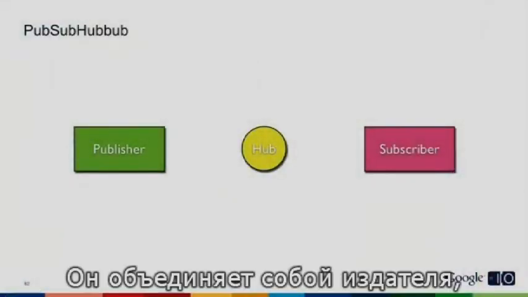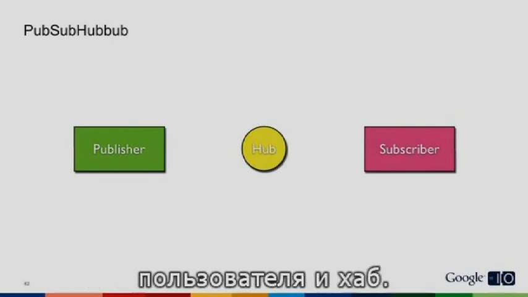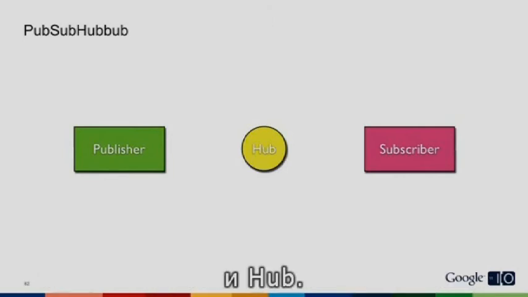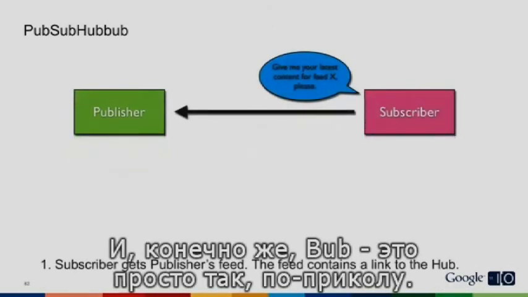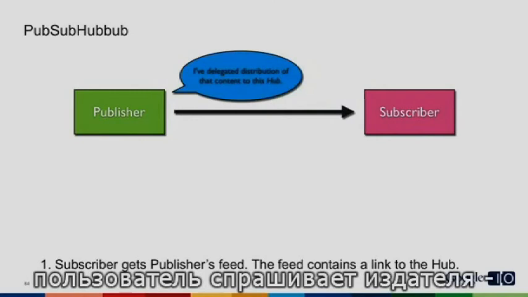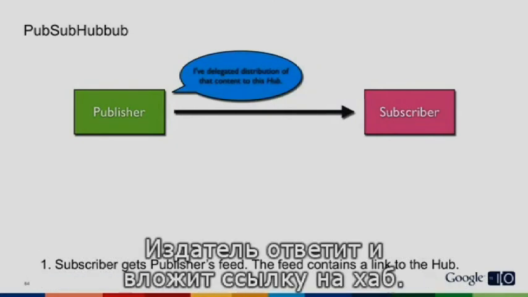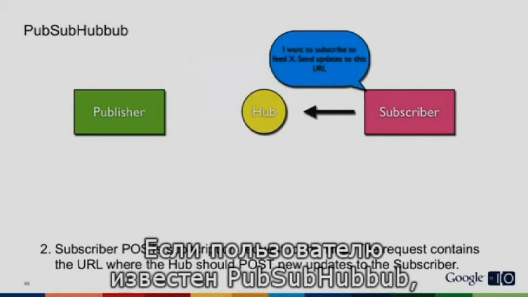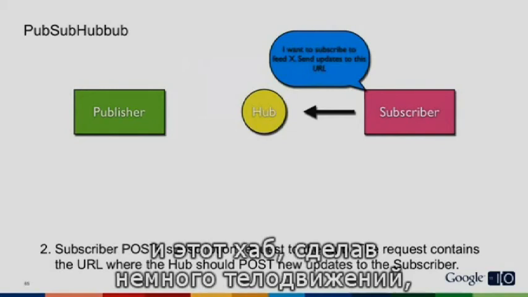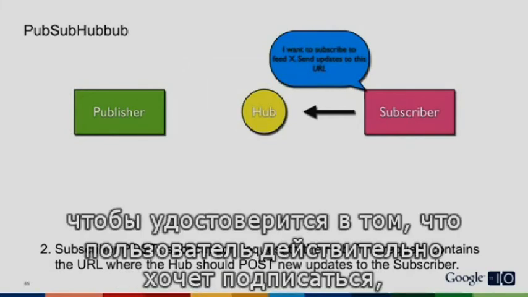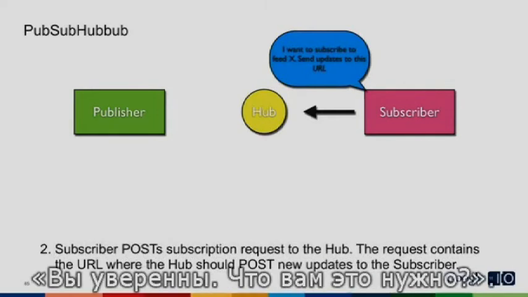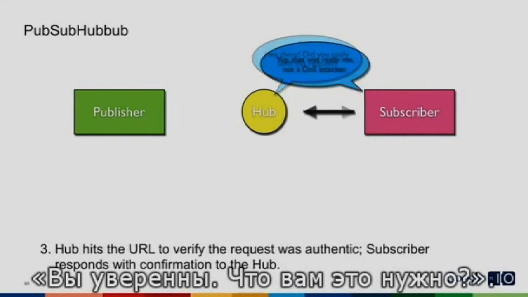It works with three things: a publisher, a subscriber, and a hub. Right, you get it? PubSub-Hub. And of course, the bub is just for fun. What will happen is the subscriber will ask the publisher, can I have your feed? The publisher will respond and include a link to their hub. If the subscriber is PubSub-Hubbub aware, it will then subscribe to that hub. And this hub will do a little bit of a dance to verify that the subscriber actually was subscribing and it wasn't an attack to overload them with data. So it'll just say, are you sure you wanted this? The subscriber will say yes.